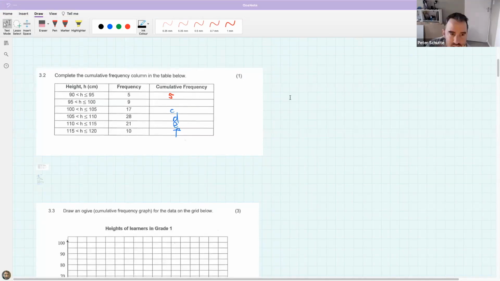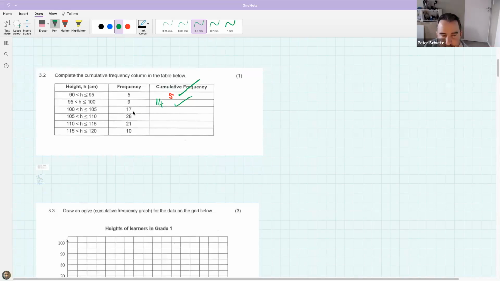So what is the next one? Well, I've had 5 so far. I get 9 more. And so I'm going to get 14. So I've had 14 students that are less than 100 centimeters tall.